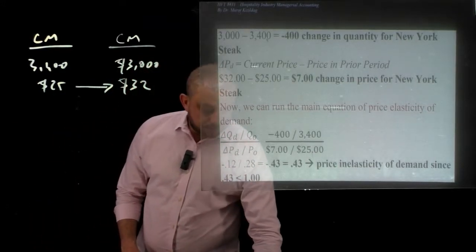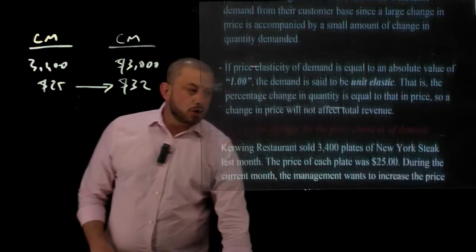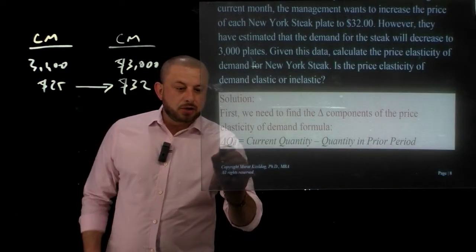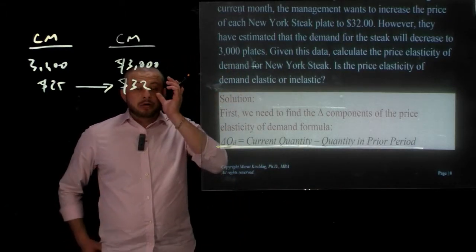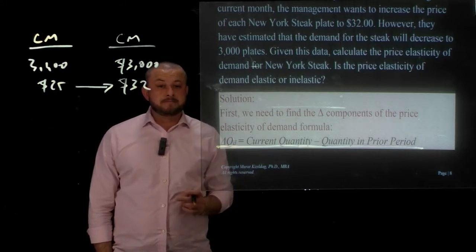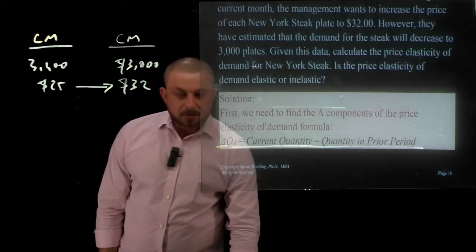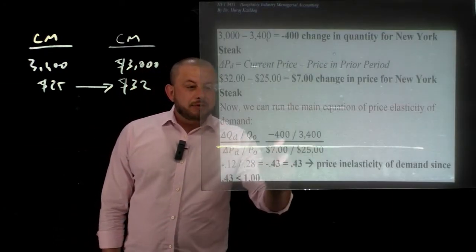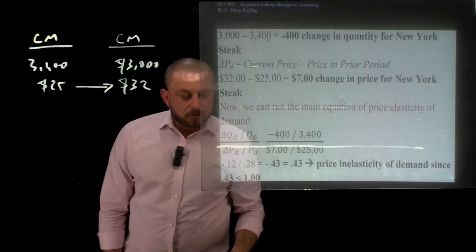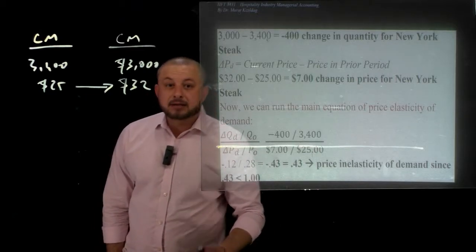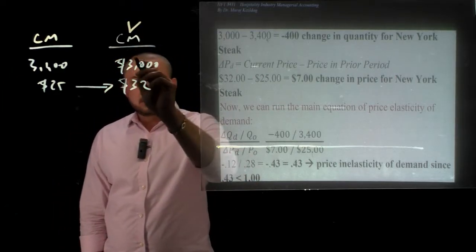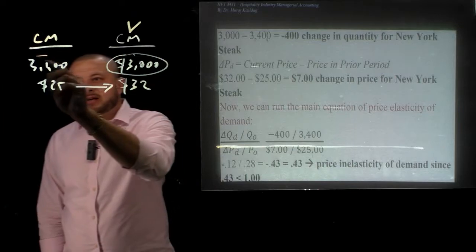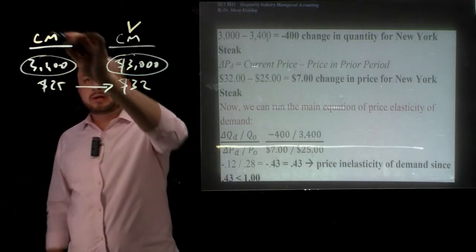Guys, let's go on top. As you know, delta QD is equal to current quantity minus quantity in prior period. Do we have the current quantity right now? What is it? Think about it for a second. Let me give you a hint: we do have the current quantity. Our current quantity is 3,000 because we are in the current month. Therefore, 3,000 is our current quantity, because 3,400 is last month's quantity.